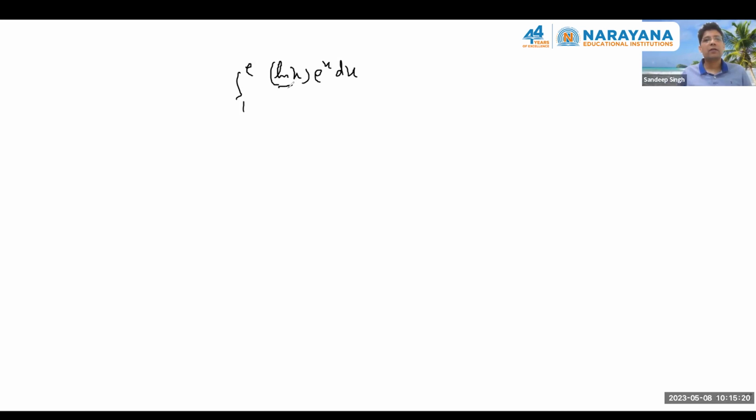So what about ln x into e power x? They both are increasing functions. So as x increases, they increase.